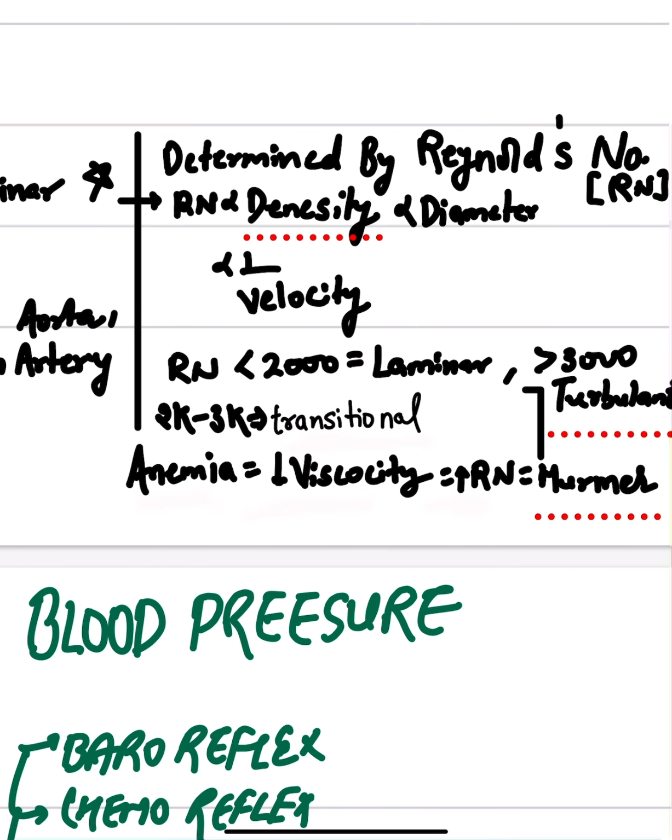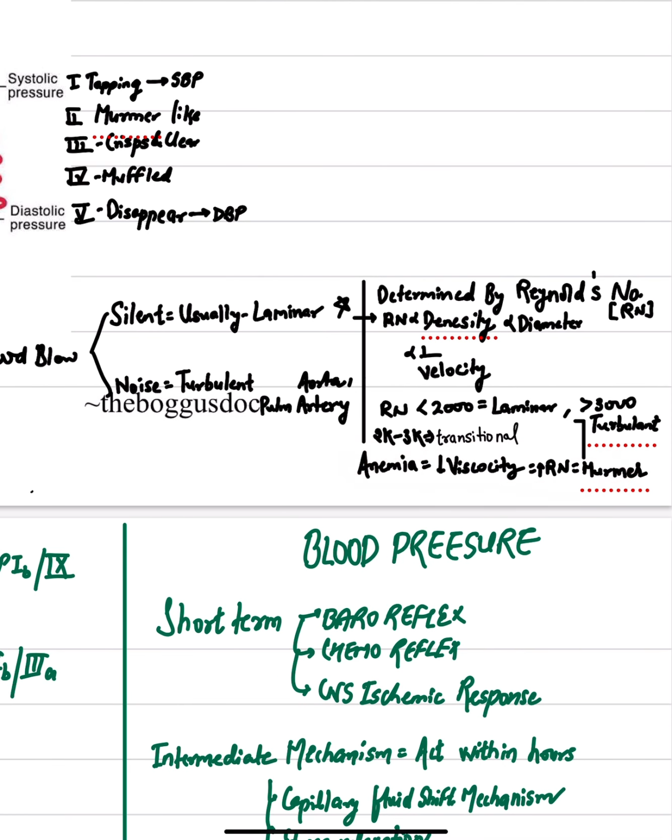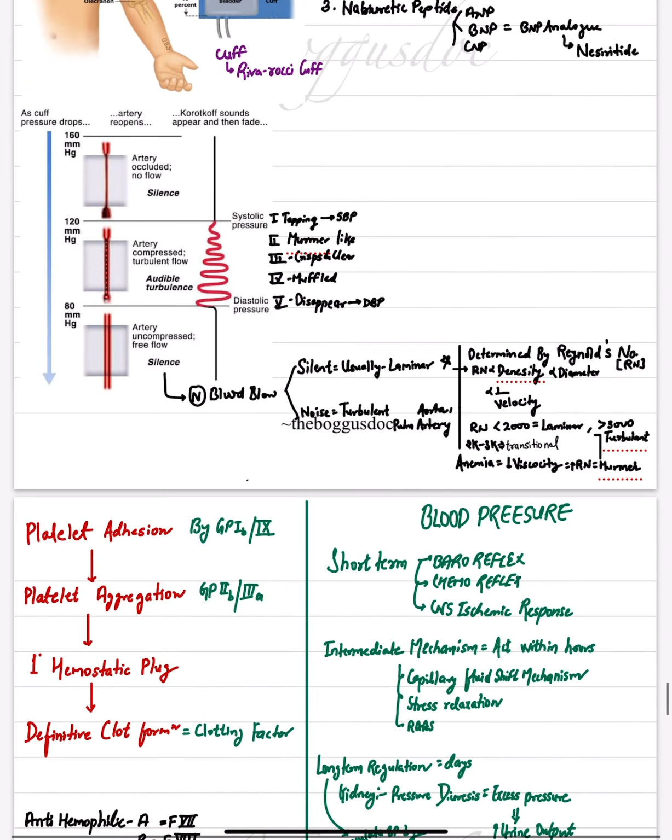In anemia we have decreased viscosity, which leads to a higher Reynolds number, meaning more murmur. This is the cause in anemia: decreased viscosity, higher Reynolds number and more murmur.